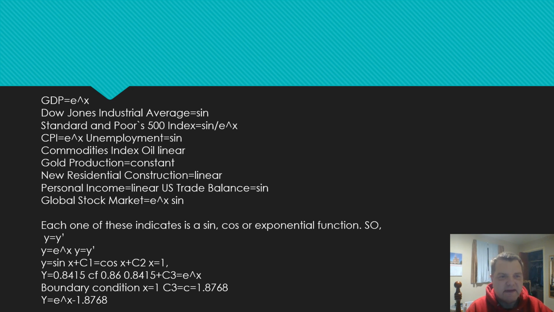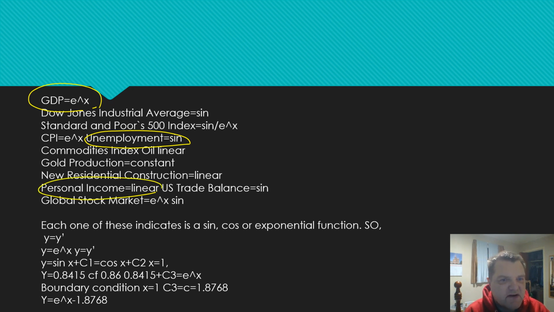So continuing with the U.S. economy equation, we have the gross domestic product is equal to the exponential function e to the power x. So we use 8 different economic indicators, based on what their underlying function is. For example, we take unemployment here. The unemployment is a sine function, or personal income is linear, for example.